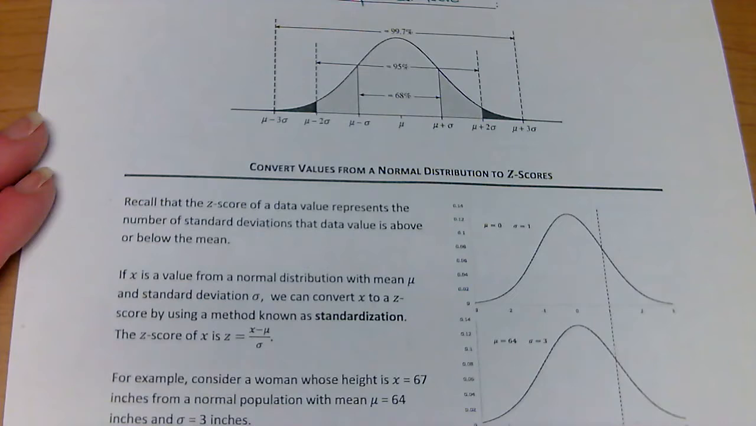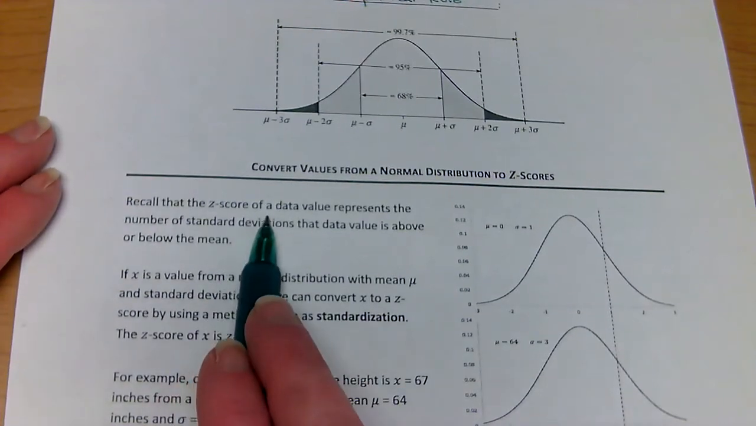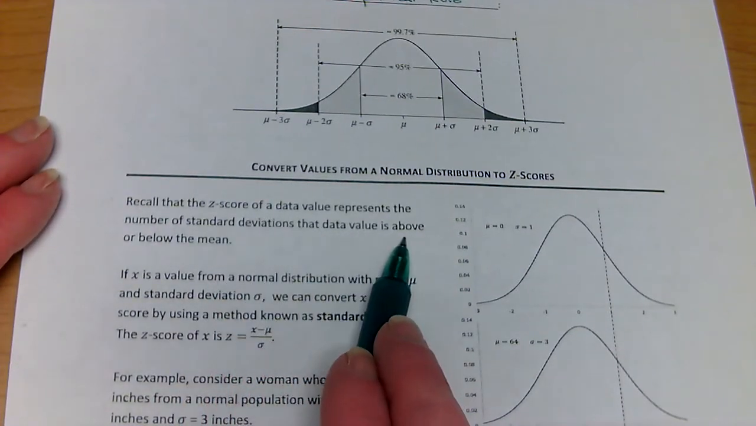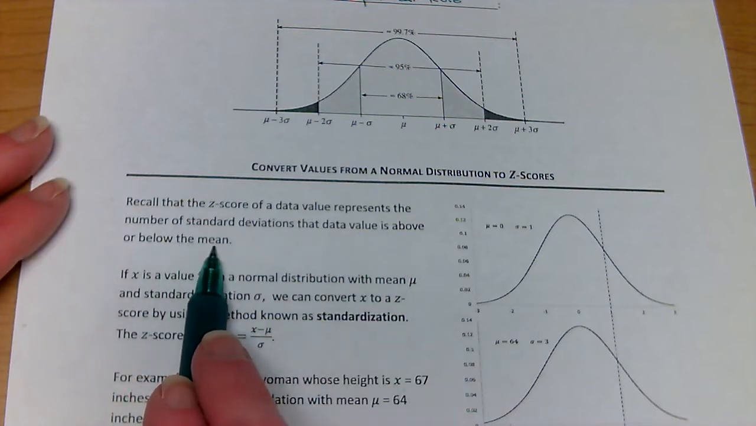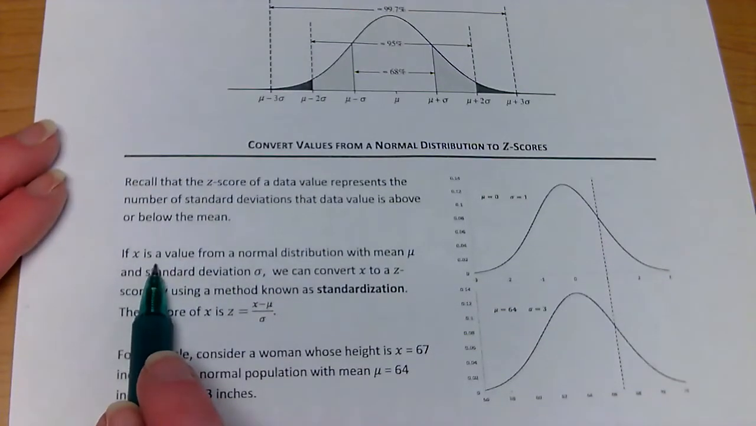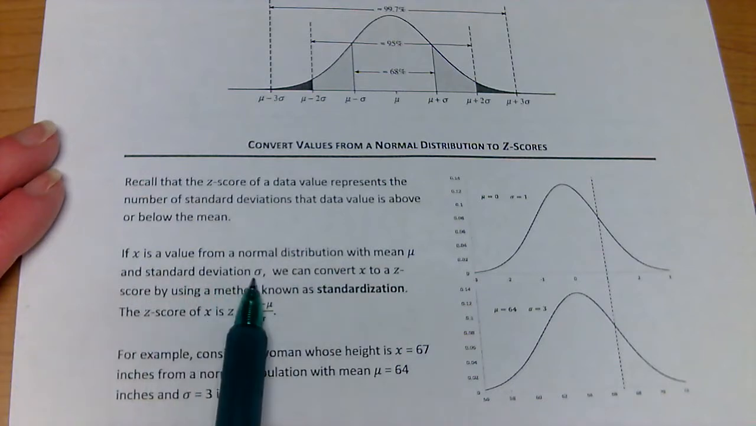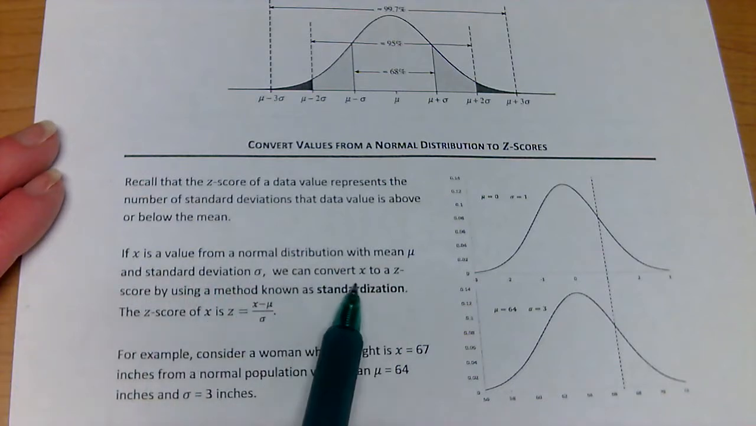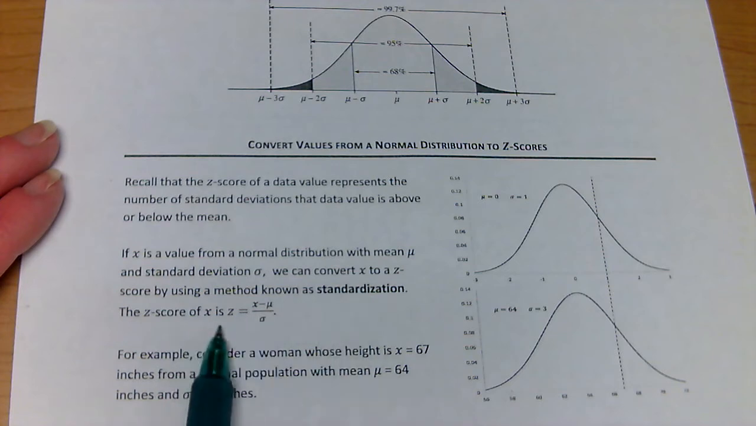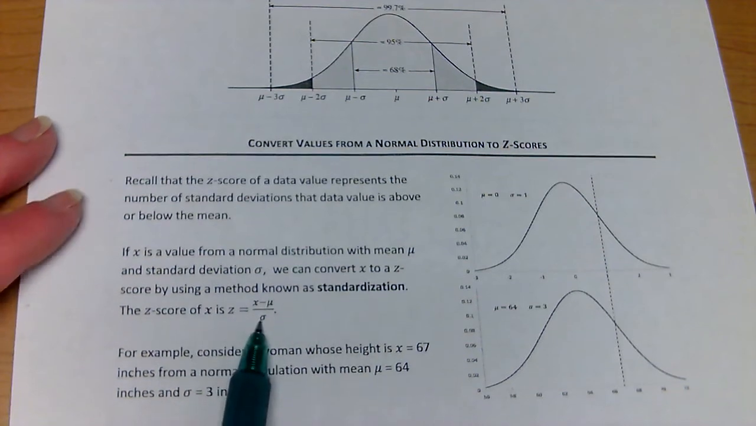Now let's also talk about z-scores. Recall that when we talked about z-scores, that represented the number of standard deviations we are above or below the mean. Now let's take x as a value from that normal distribution, any value, with a mean of mu and a standard deviation of sigma. We can convert any x value to a z-score using this formula, and we used it earlier this year.